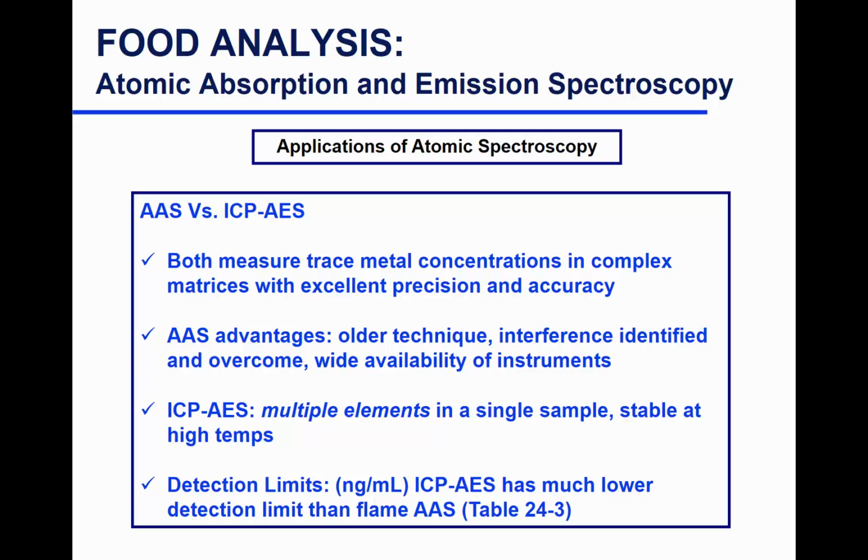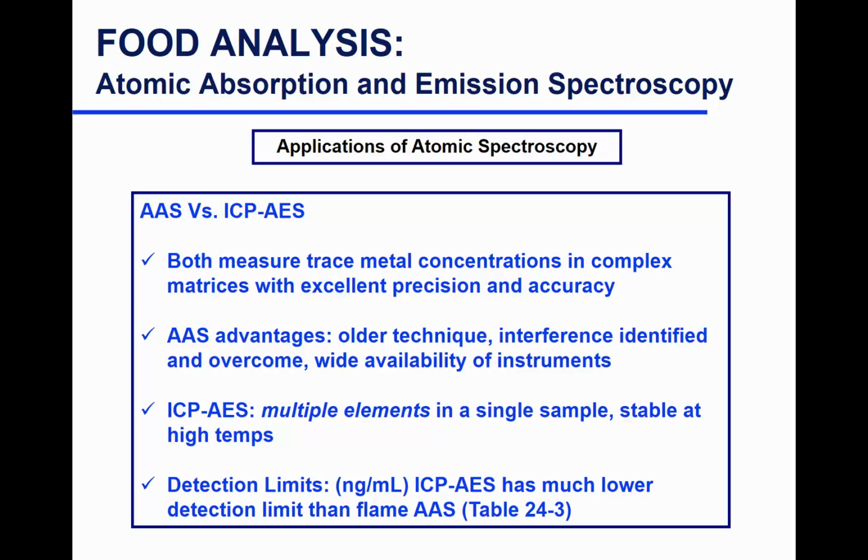This is just a comparison between AA and ICP. Both measure metal concentration, obviously, in complex matrices, and both have excellent precision and accuracy. So there is no differentiation between the precision and accuracy of both. The AA advantage is, first of all, it's a cheaper instrument to have, and it's old, it's been there for a long, long time, so the maintenance is known for it, how to handle it is much better known than the ICP.